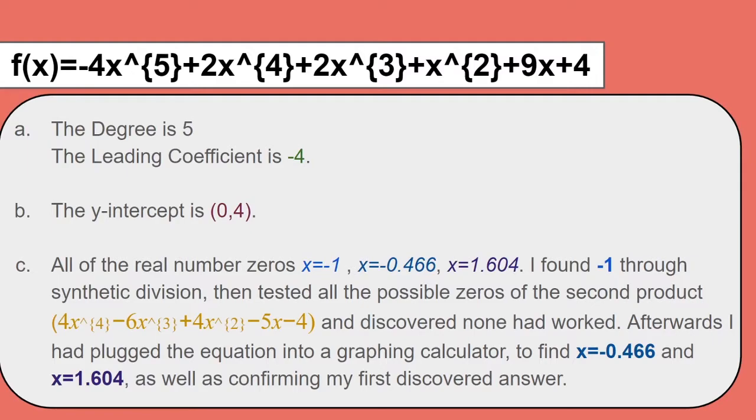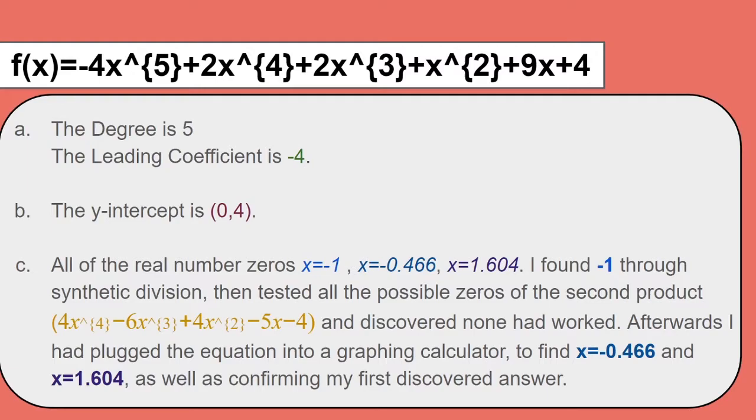For my equation, I discovered that the degree would be 5, and the leading coefficient would be negative 4. The y-intercept would also be 4, and all of the real number zeros, x equals negative 1, x equals negative 0.466, and x equals 1.604. I found negative 1 through synthetic division, then tested all the possible zeros of the second product, 4x to the power of 4 minus 6x to the power of 3 plus 4x to the power of 2 minus 5x minus 4, and discovered none had worked.